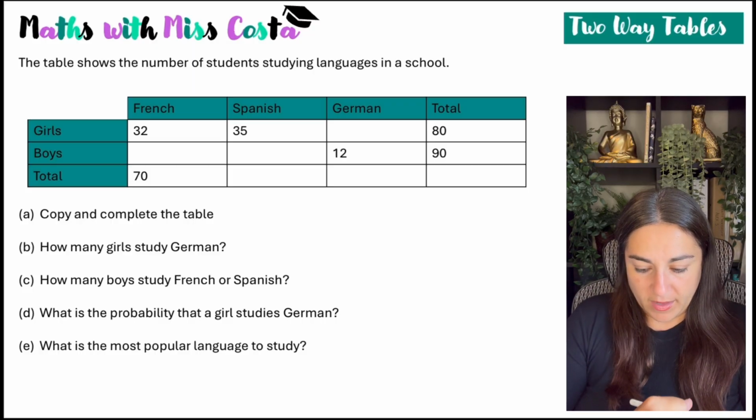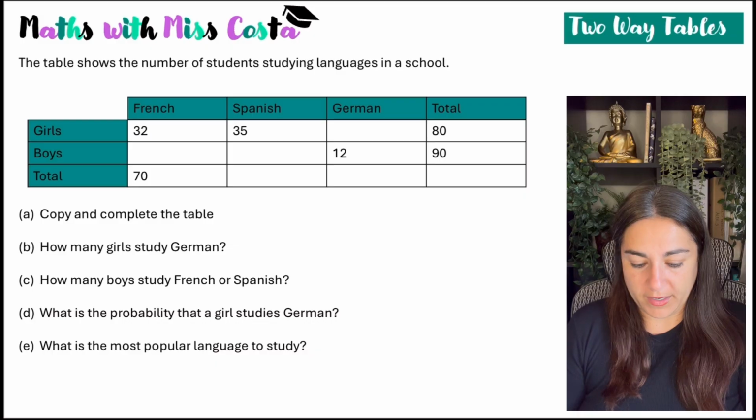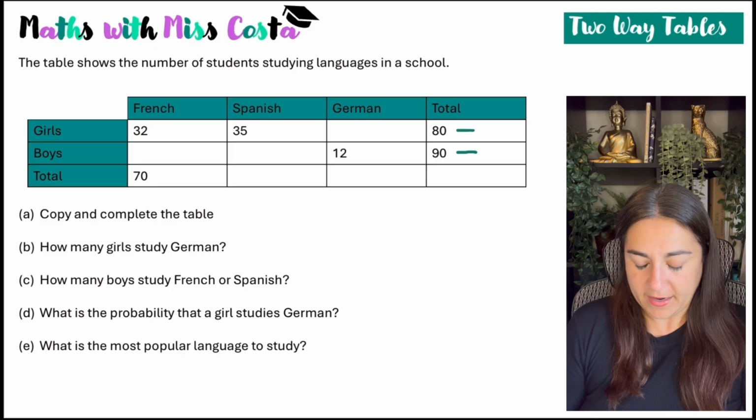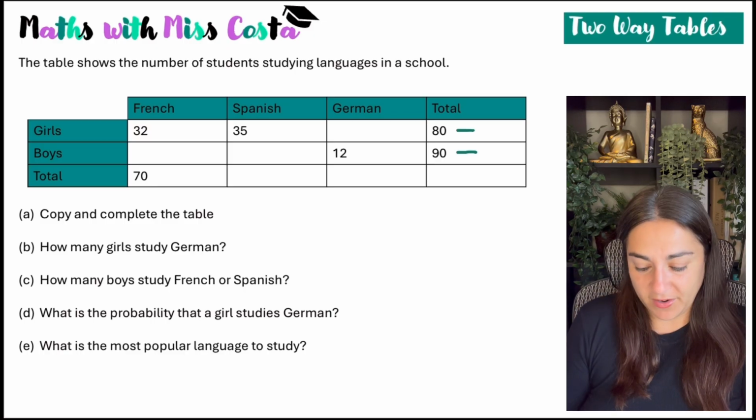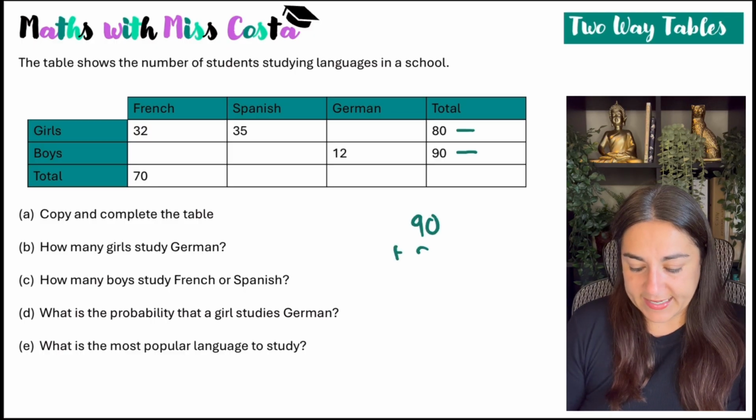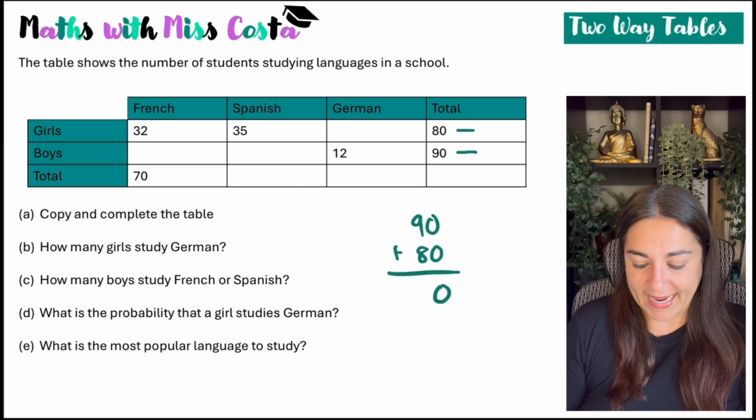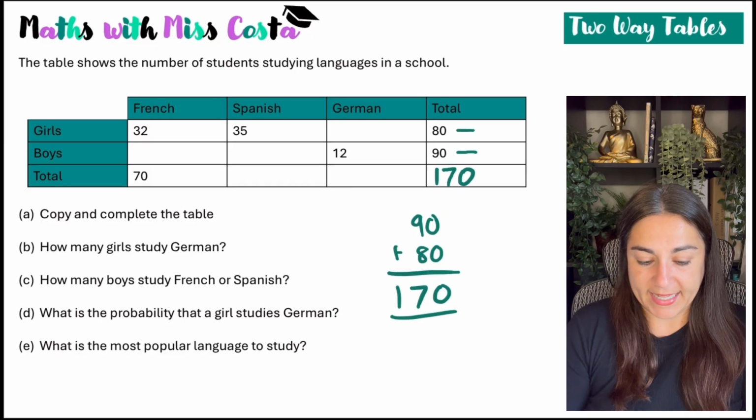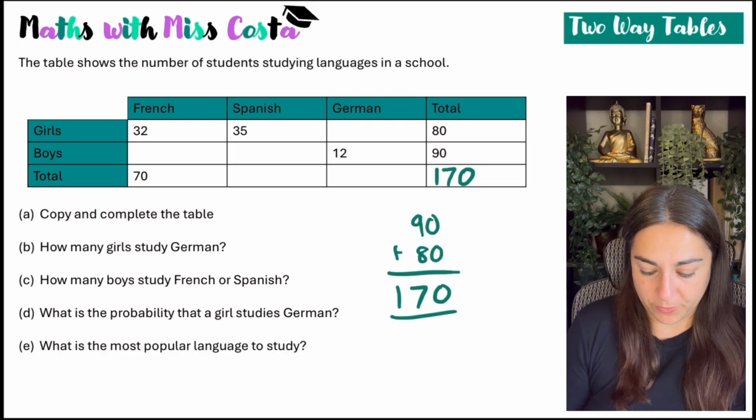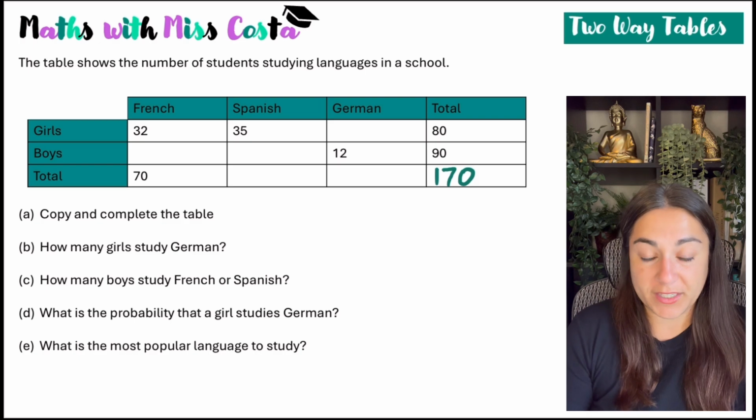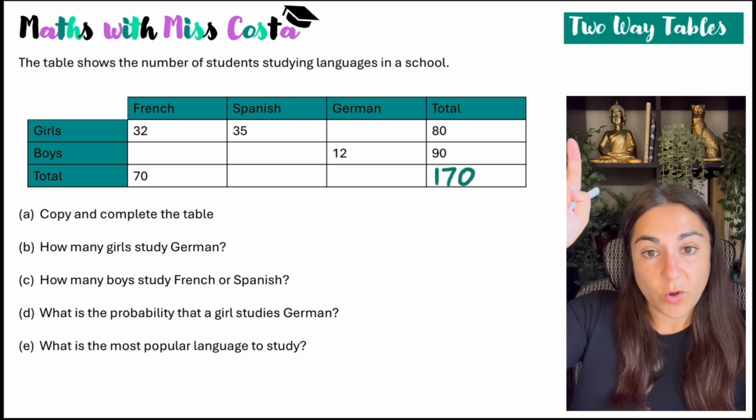So this is the information I've been given. I know that there is a total of 80 girls and a total of 90 boys. All I need to do is add them together and that will give me the total amount of people. So that's 170, and that's the first piece of information that I can fill out.